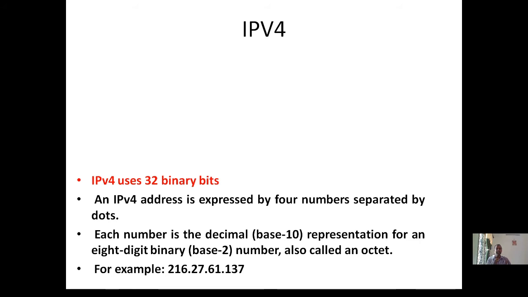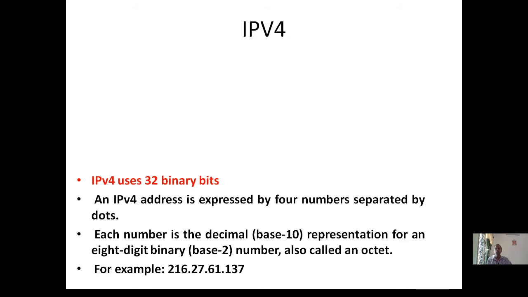IPv4 uses 32 binary bits. What is a binary bit? A binary bit means it is 0 or 1. IPv4 uses 32 binary bits means an IPv4 address has a combination of 32 zeros or ones. I think you get the idea.